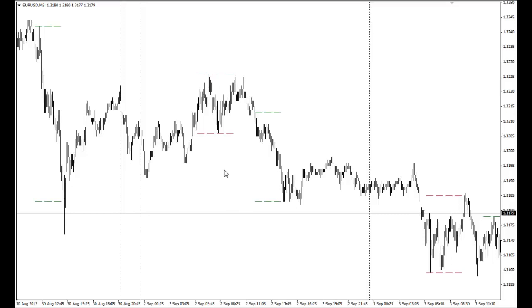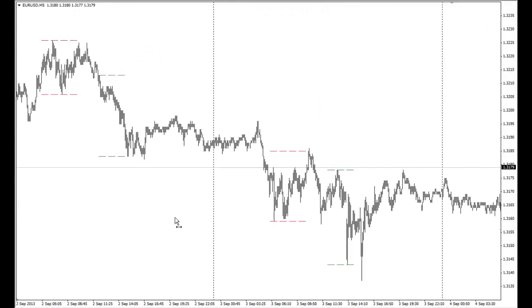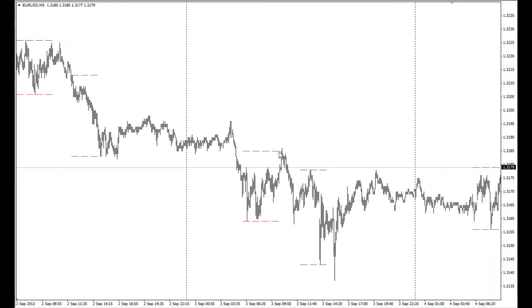Now, what I want to draw your attention to is the highs and lows that form during these particular sessions. This is the New York Open session and the London Open session. The high of the day formed during the London Open, and the low was essentially formed during the New York session going into that 1600 hour.